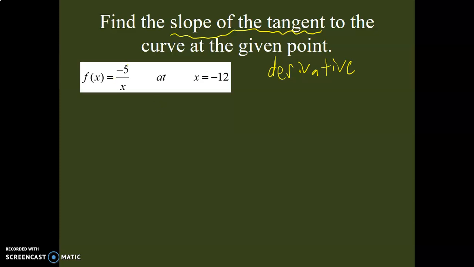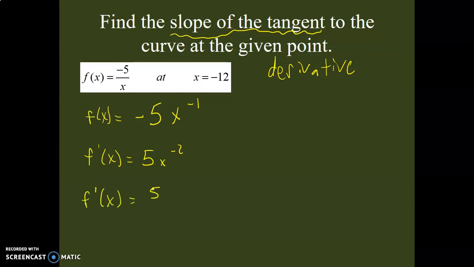So, I need to find the derivative of this equation. I should rewrite it so that I can use the power rule. So negative 5x to the negative first power. Now I can use the power rule to find the derivative. So f prime of x, negative 1 times negative 5 turns into positive 5, and then I drop the exponent down to negative 2. So the equation for the derivative is 5 over x squared.